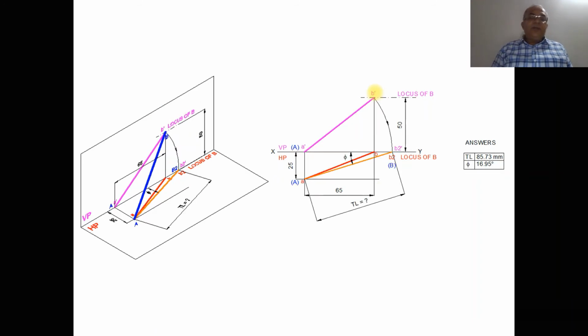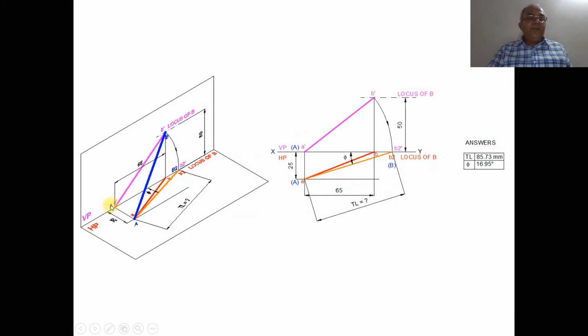Now we want to find the true length in the horizontal plane, so we need to take the front view. Once you take the front view, with A dash as center, now with capital A as center, taking the radius of capital AB, you rotate it and make it parallel to HP. Because A is on HP, B2 should also be on HP. But B2 is already on VP as per the given problem. Therefore, it is a case wherein the point is on both HP and VP.